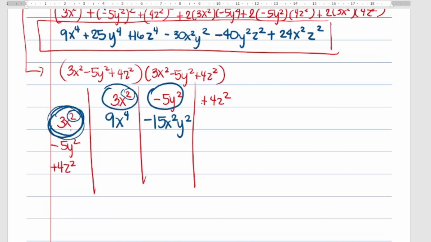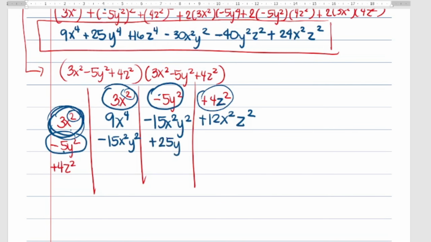Next, 3x squared times positive 4z squared. We've got positive 12x squared z squared. So we're done with the first row. Let's proceed to the second one. Negative 5y squared times 3x squared is negative 15x squared y squared. The next one is negative 5y squared times negative 5y squared, that's positive 25y raised to 4.